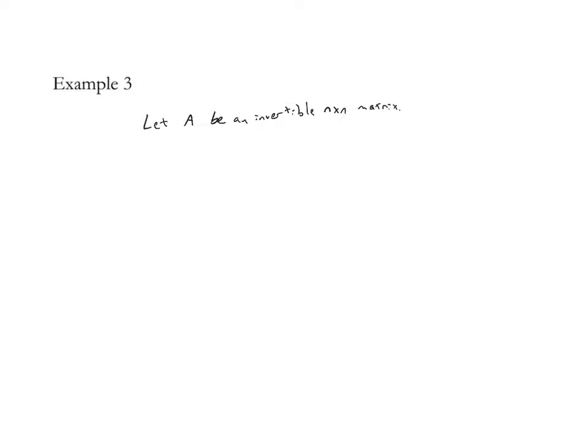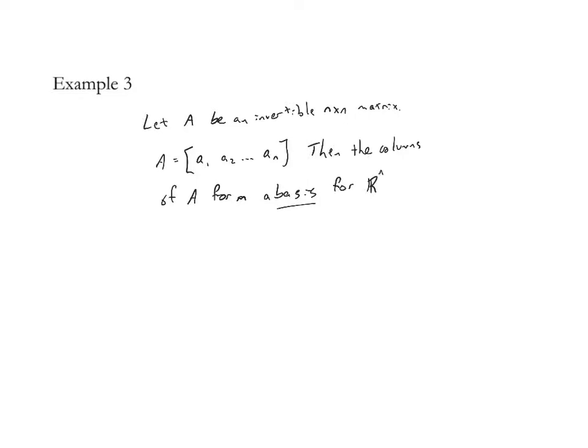So A has an inverse. And we're going to say A is equal to A1, A2, through An. So A has n columns, right? And we're naming them A1 through An. Then the columns of matrix A that I just defined right above, they form a basis, that's my new term, a basis for Rn, because what do we know about invertible matrices?